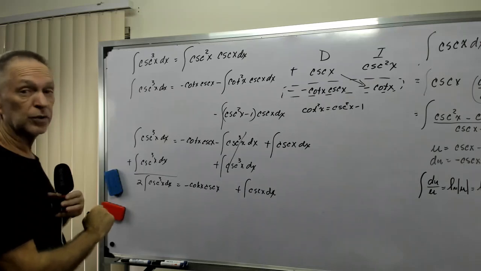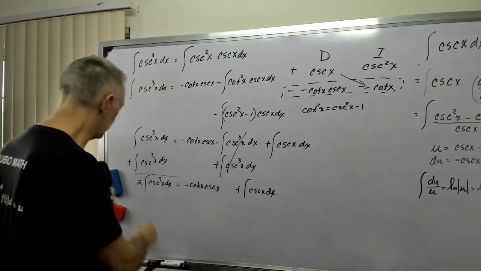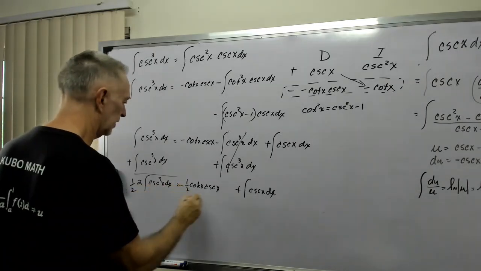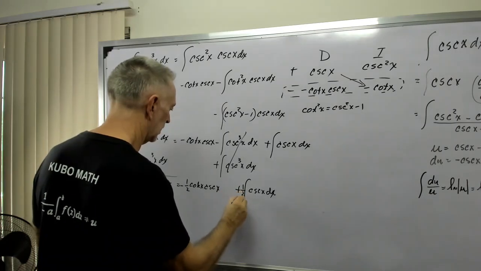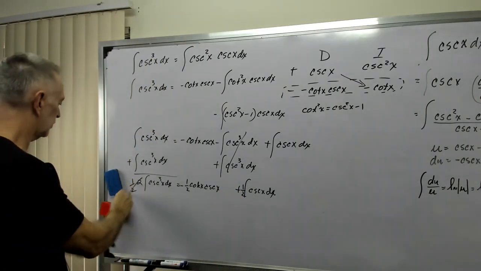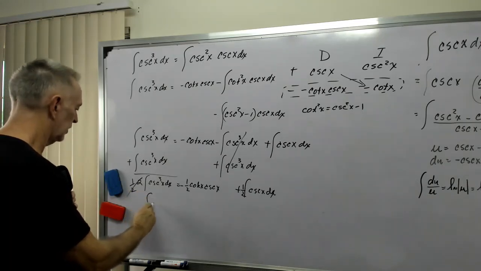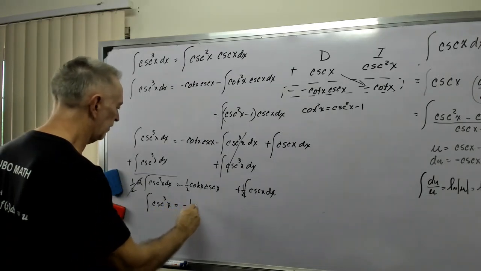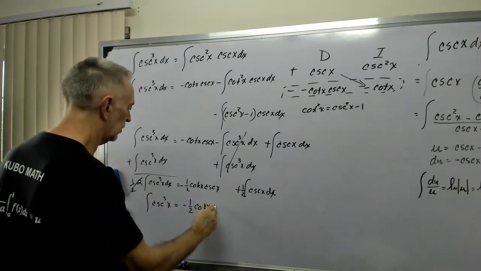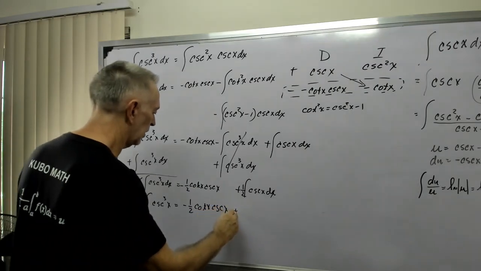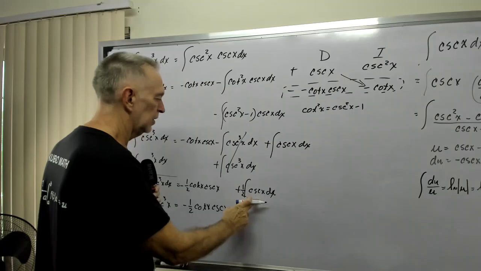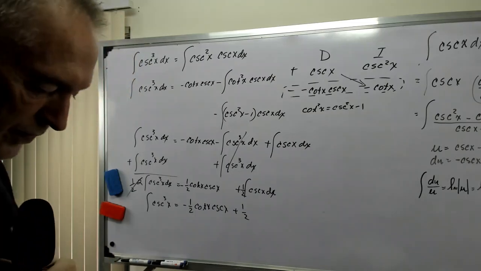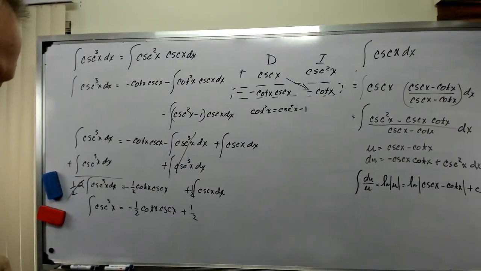Well, I don't want 2 of these, I only want one of them, so I'm going to multiply this by 1/2. Let's keep that negative. Alright, so these cancel. I end up with just the integral of cosecant cubed x equals minus 1/2 cotangent x cosecant x plus 1/2 the integral of cosecant x dx. Now I'm going to rotate the camera around here so you can see all of that.